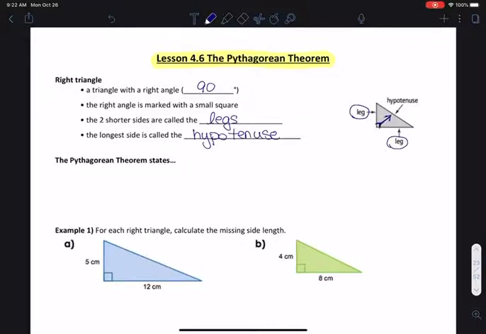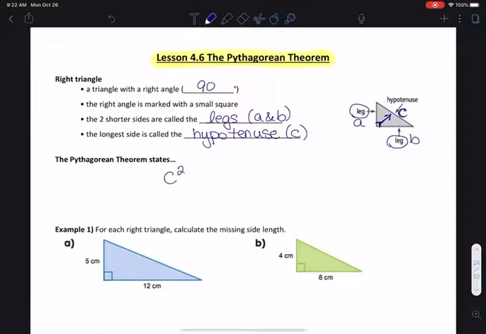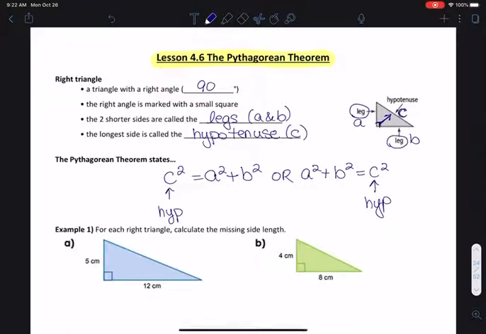When we draw a right-angled triangle, we always label the hypotenuse with a C. So we're going to call that C. And we label the legs A and B, and it doesn't matter which order. So the legs are A and B. And the Pythagorean theorem states that C squared is equal to A squared plus B squared, or A squared plus B squared equals C squared, in a right triangle, where C has to be, in both of these cases, the hypotenuse. Hypotenuse, or hype for short. So it has to be the hypotenuse.